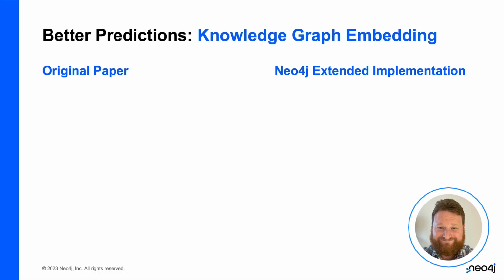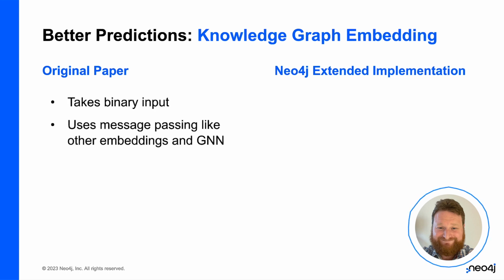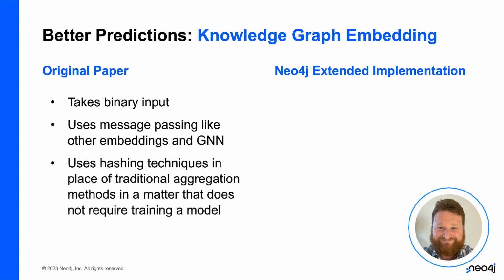Now, our implementation for Neo4j extends on the original paper a bit. Like I said, the original paper looks at binary input for binary output for the vectors. It uses message passing like a GNN, but uses those hashing techniques to speed things up. Inside of the Neo4j implementation, we do something similar. However, we have also allowed the ability to encode graph heterogeneity, which basically means that it could account for and adjust for different relationship types in the graph. So it can take in a little bit more information.